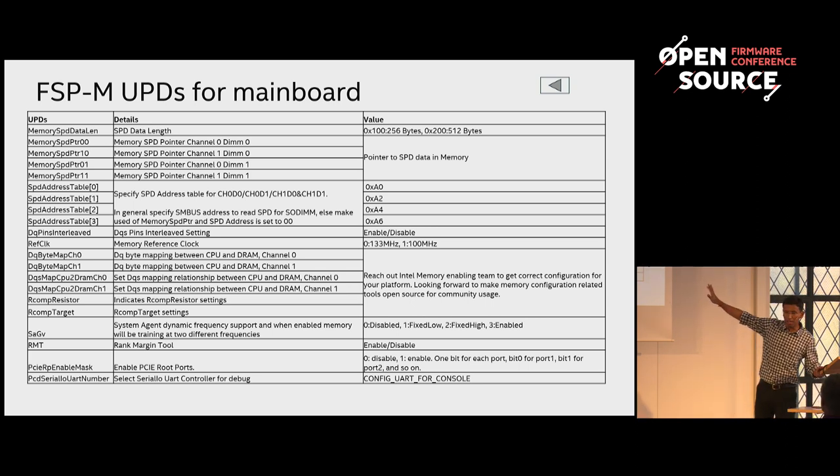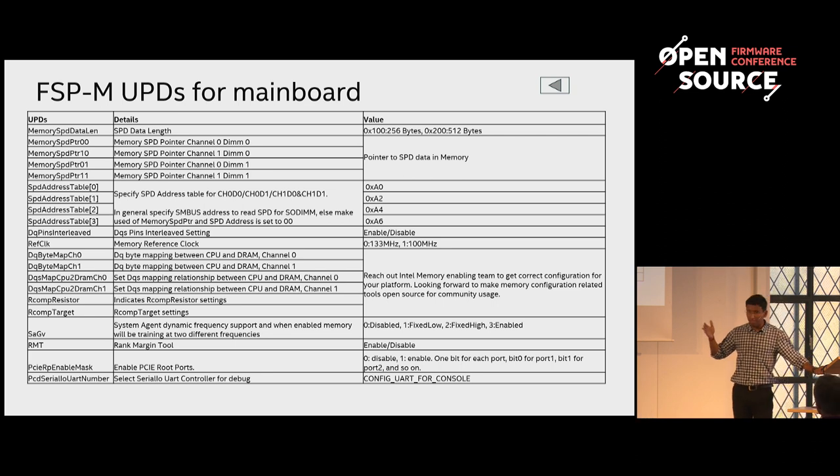As I mentioned, based on your MRC design, whether it is memory down or a SODIMM configuration, you have to choose where to get the SPD parameters from. And then next comes your DQ map, your DQS byte mapping between DRAM and CPU, followed by RCOMP and RCOMP target. Those are typical values that change between your DRAM type and CPU type. Those values will change from schematic to schematic, based on what kind of DIMM and what kind of CPU you are using, right?